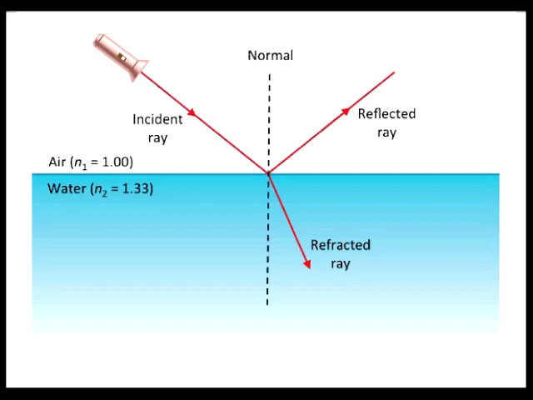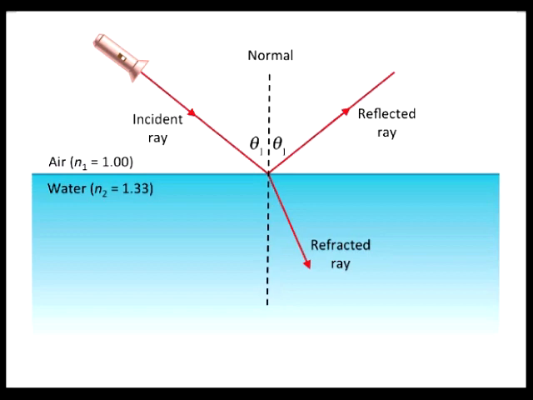If we draw the normal to the surface, the angle θ1 that the incident ray makes with respect to the normal is called the angle of incidence. The reflected ray departs at that same angle, θ1, so that the angle of incidence equals the angle of reflection.